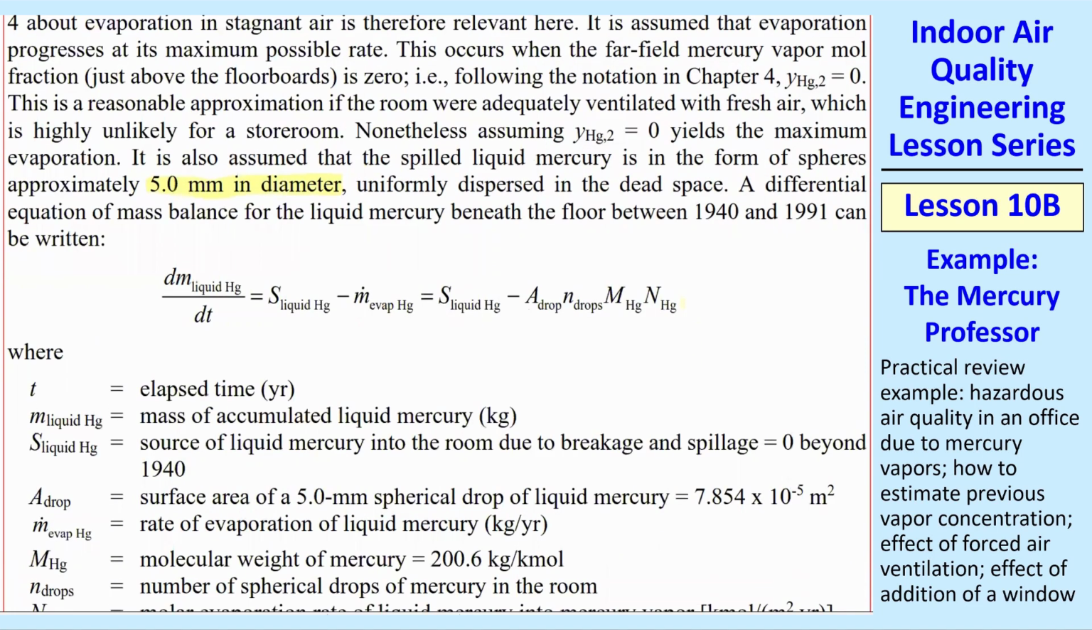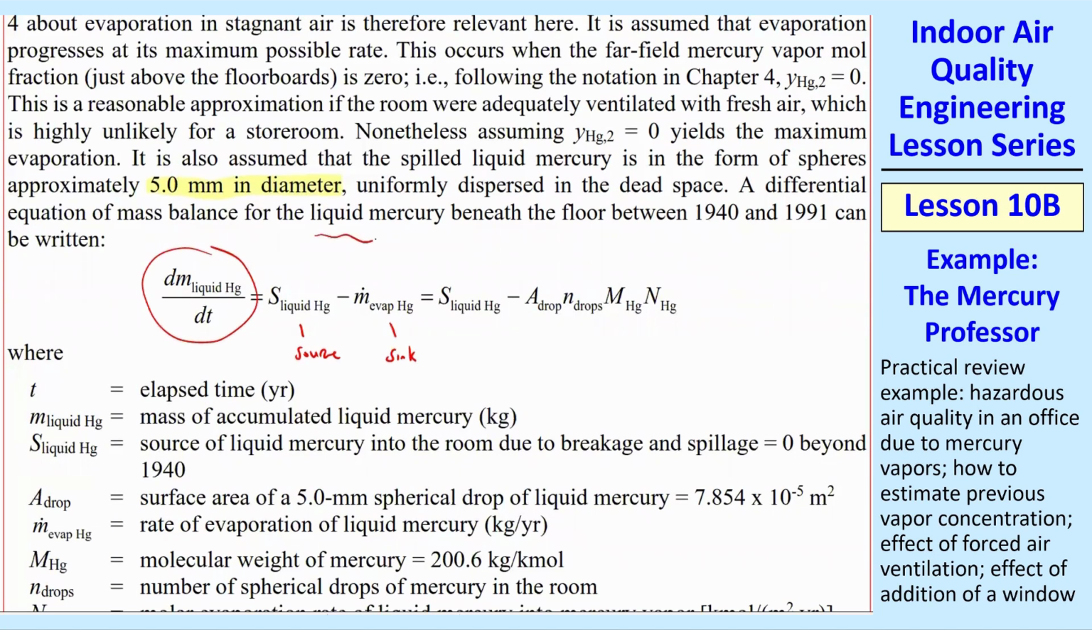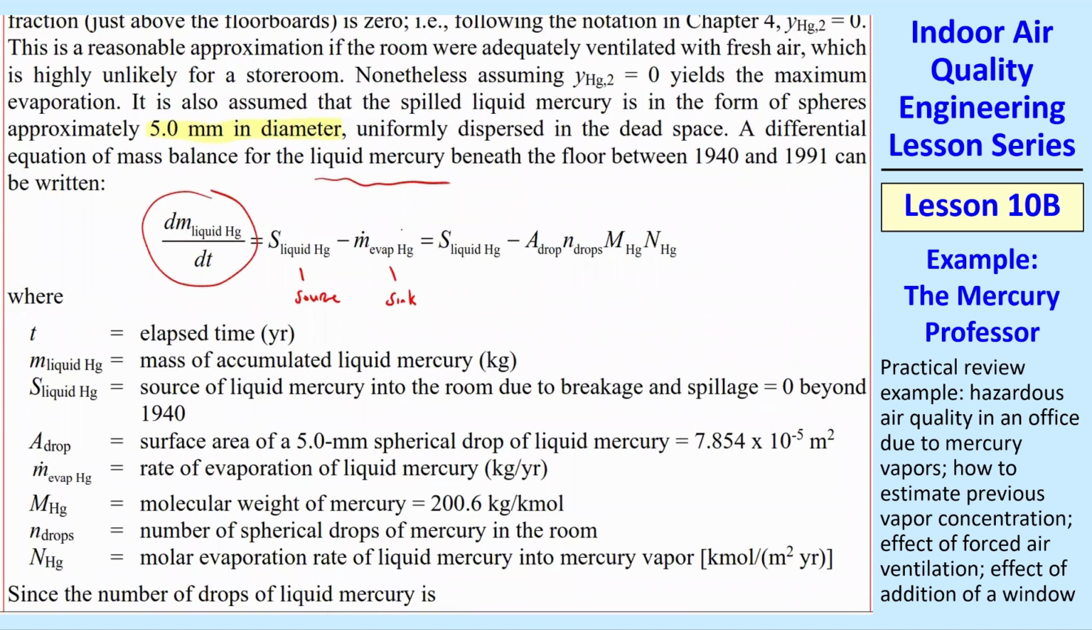We came up with this equation. You have to create an equation, and you're used to doing that. We simply have the rate of change of mass equal to a source, and then there's a sink, the evaporation rate. So this is the rate of mass balance for the liquid mercury. Then you can come up with another expression for the evaporation rate: the surface area of the drop times the number of drops times molecular weight times this molar flux.